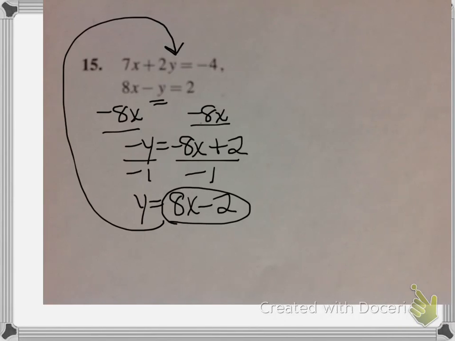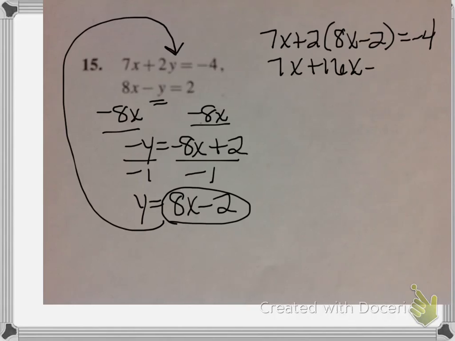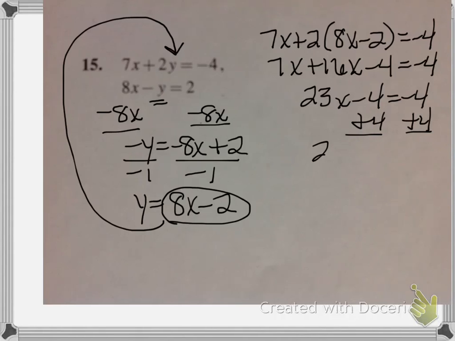So that's going to give me 7x plus 2, and instead of y, I'm going to put 8x minus 2, equals negative 4. Distribute. Combine like terms. And solve. So I'm going to add 4 to both sides. Looks like I get 0. Divide both sides by 23. And I'm going to get x equals 0.